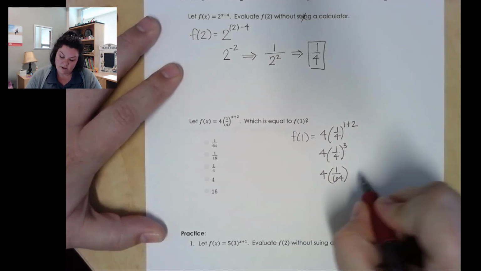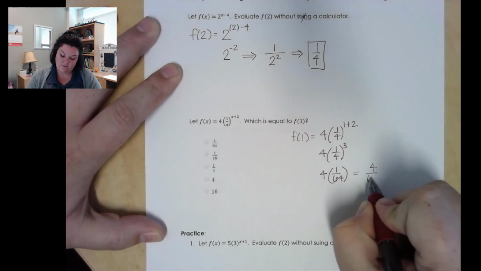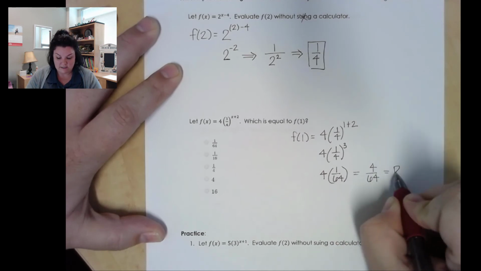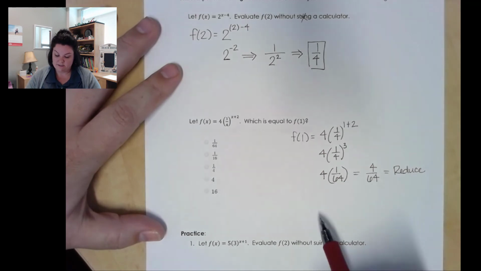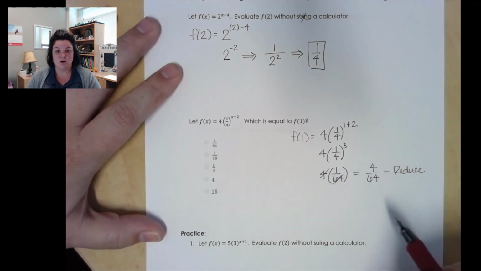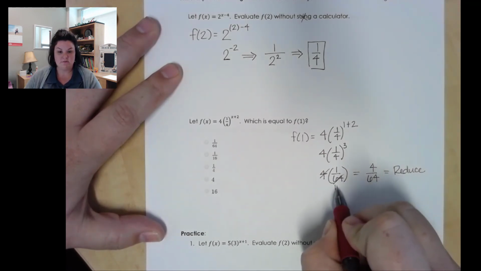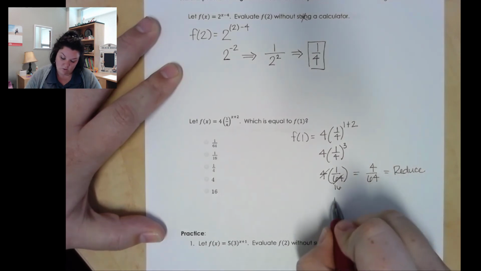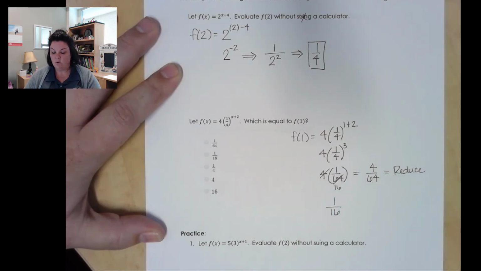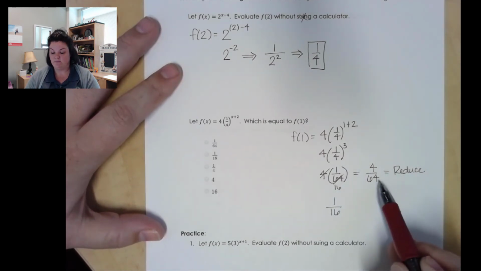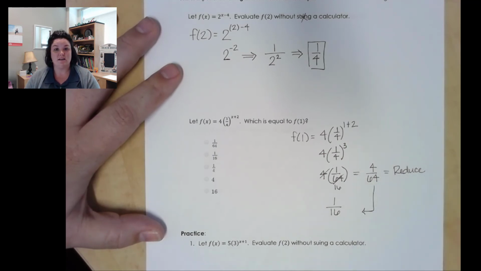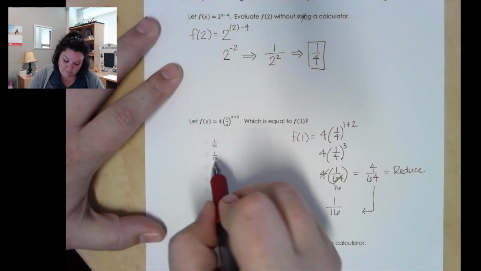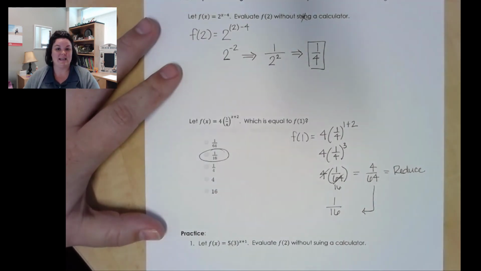Now you can multiply this and get 4 over 64 and then reduce it, okay? Or you can reduce it before you multiply. You can say 4 goes into 64 16 times, right? So we end up with 1 over 16. Or if you took this and reduced it by 4 on top and bottom, again, you would get 1 over 16, okay? So that would be my solution, is that second answer choice.